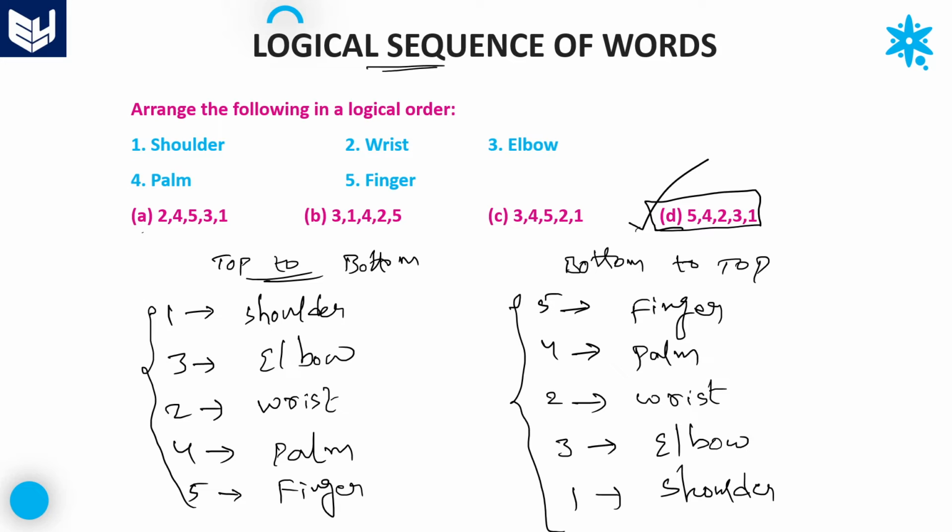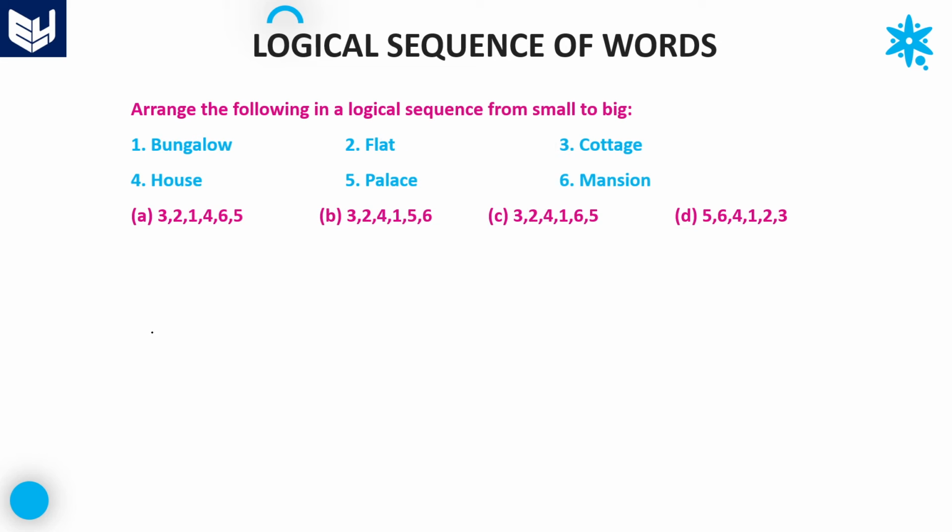Sometimes he will take bottom to top, sometimes he will take top to bottom. Based on the options, we have to go with either top to bottom or bottom to top. In the given options, bottom to top is given. That is the reason why option D is the right answer. Let's move on to the next question.